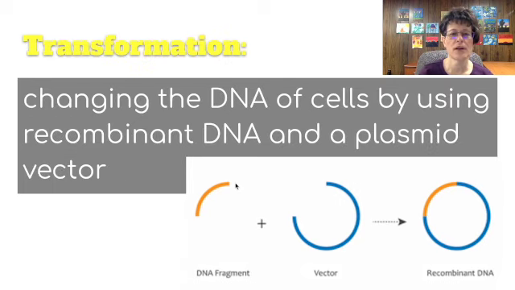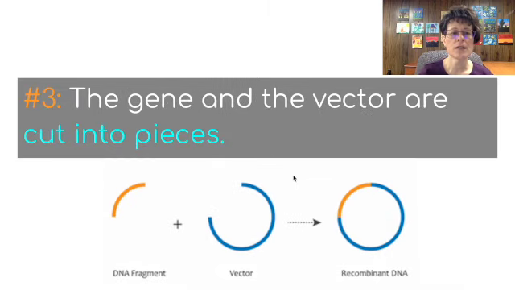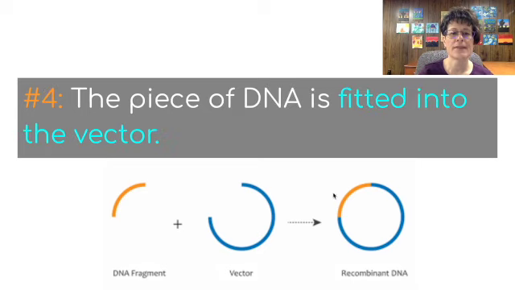This process that we're talking about here is transformation. This is changing the DNA of cells by using recombinant DNA. Right here is a DNA fragment and a plasmid vector. So this plasmid that I talked about, this ring of DNA from bacteria, makes up our recombinant DNA, and this is transformation. This third step is the gene and the vector are cut into pieces. So they cut the gene out, they cut a slice in the vector, and then they fit them together. The piece of DNA is fitted into the vector, so we have the recombinant DNA.